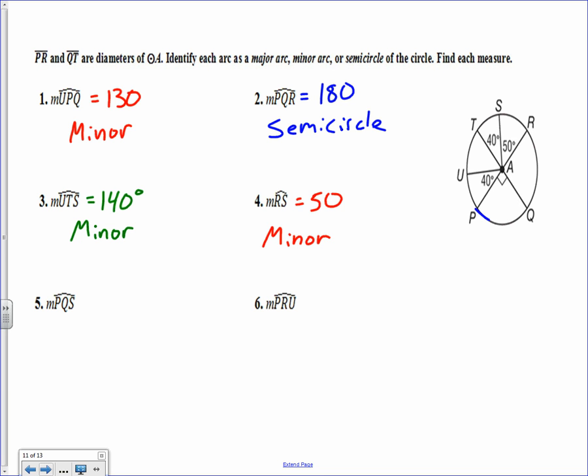We have PQS. We have 90 plus 90 plus 50, which is 180, which is 230. That's more than 180, so it is major.